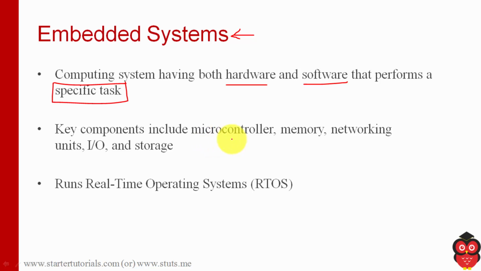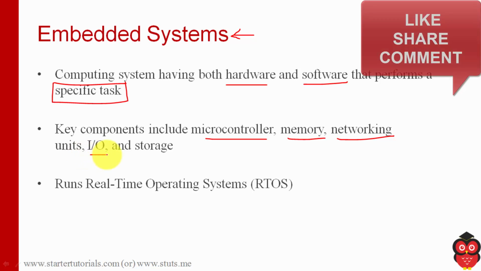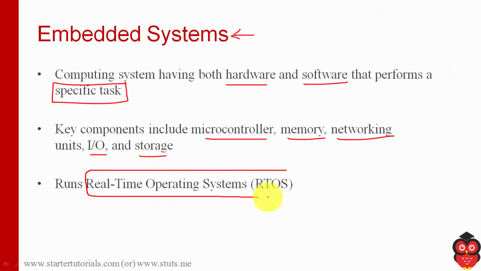Any embedded system will contain some key components like microcontroller, microprocessor, memory, networking units, input, output, and storage. And these things run a special kind of operating system called a real-time operating system, RTOS. So that's it about the enabling technologies for IoT. We have wireless sensor networks, cloud computing, big data analytics, communication protocols, and embedded systems. Thank you.